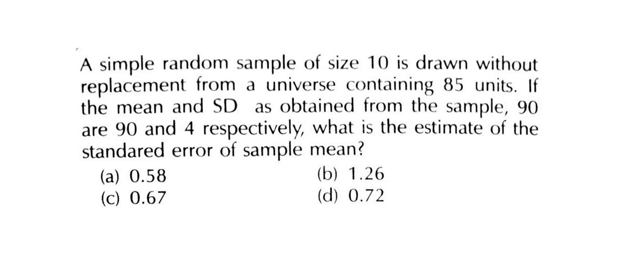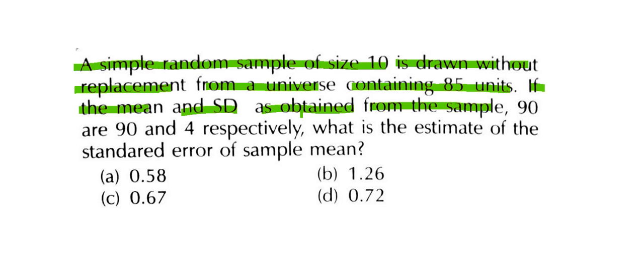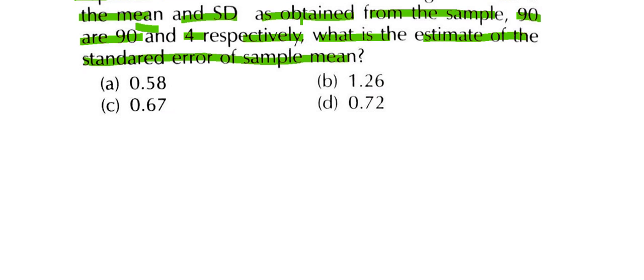Today's topic is statistical inferences and Gauss Markov model. So let's go to the question directly. A simple random sample of size 10 is drawn without replacement from a universe containing 85 units, and the mean and SD as obtained from the sample are 90 and 4 respectively. What is the estimate of the standard error of sample mean that we need to find out? So for that, let's go to the solution part.